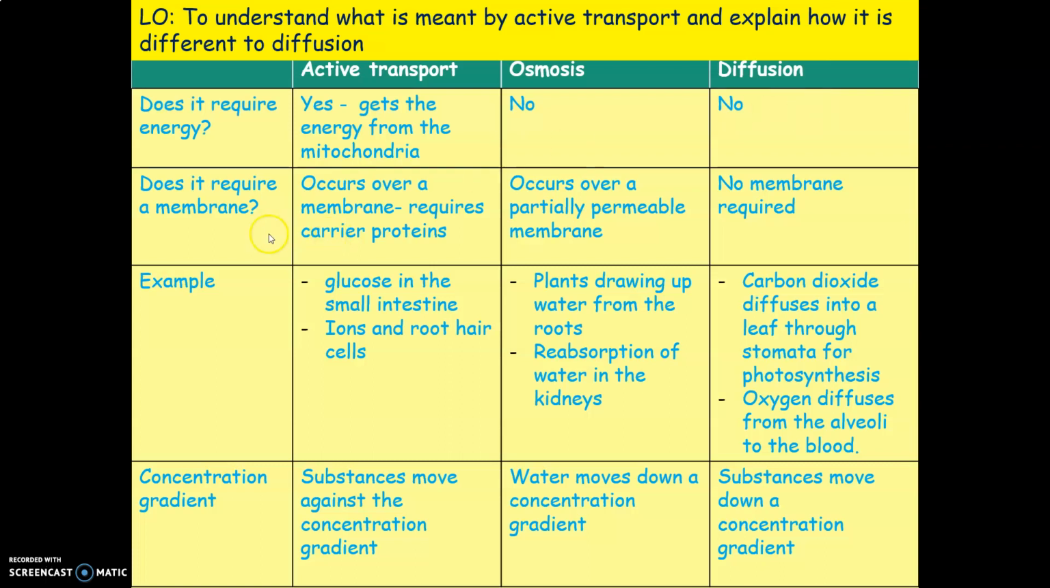Does it require a membrane? Active transport occurs over a membrane and requires carrier proteins. Osmosis occurs over a partially permeable membrane, while diffusion requires no membrane.